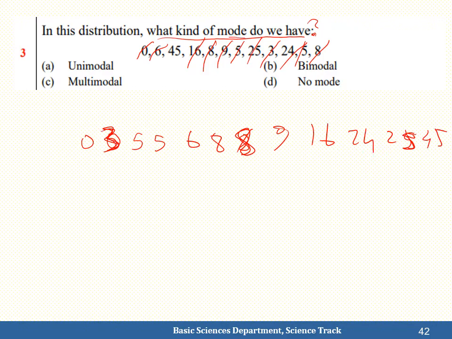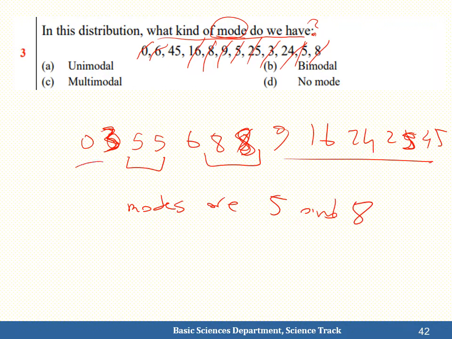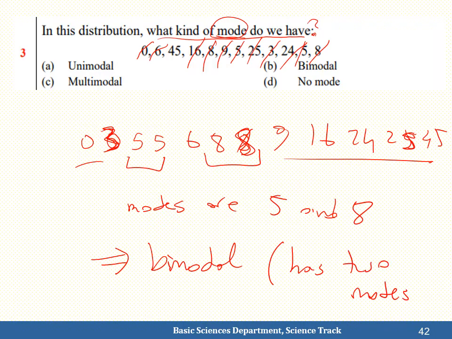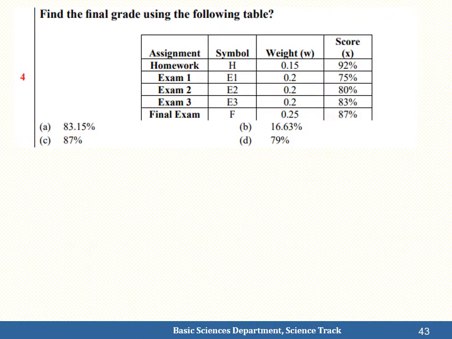Mode means the most repeated value. Here 5 is repeated twice, and 8 is repeated twice, and there are no other repetitions. So the modes are 5 and 8, and the distribution is bimodal. Bimodal means it has 2 modes. That will be B.